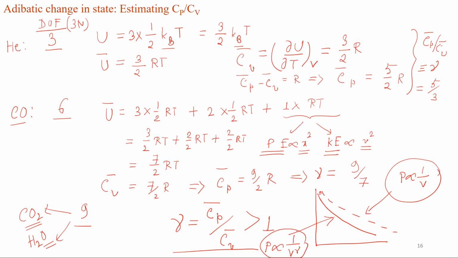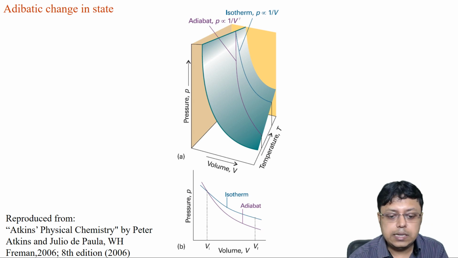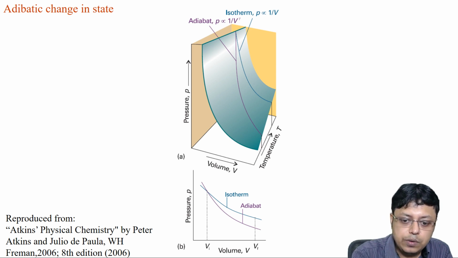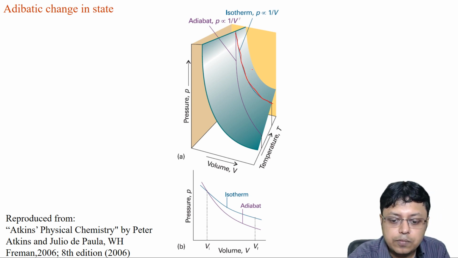For the adiabat the equation is P is proportional to 1 over V to the power gamma. Now this is the PVT surface for an isothermal change and an adiabatic change. You can see that this is a surface for a real gas. We had discussed it earlier that for an isotherm, if this denotes the isotherm, the adiabats are much steeper.